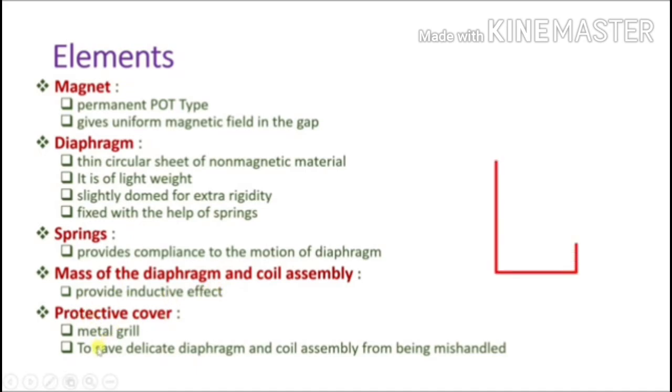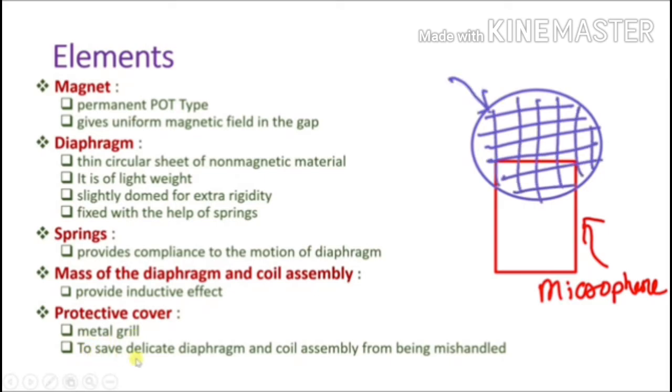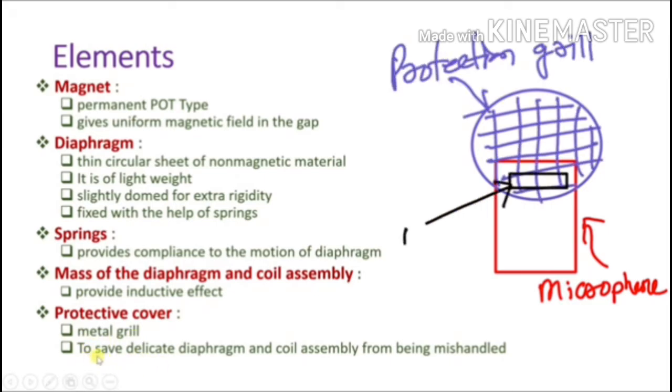Now a protection cover is there, a metal grill, and this metal grill is used to protect the diaphragm. The reason is the diaphragm is very delicate, so here we need to provide extra protection to the diaphragm. That is what we are protecting by the protective cover.